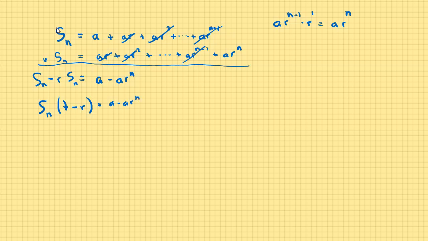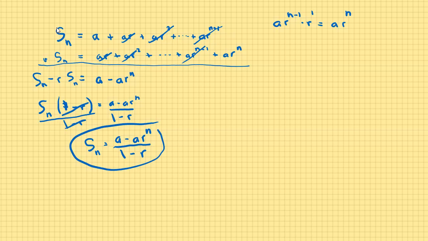Okay, and then the last thing we're going to do is divide both sides by 1 minus r. Okay, that's a 1 here, divided by 1 minus r. There we go. And these cross out. And so here's the formula for the sum of a finite geometric series. S sub n equals a minus a r to the n power, divided by 1 minus r. And you can see how this formula is used in my other video.